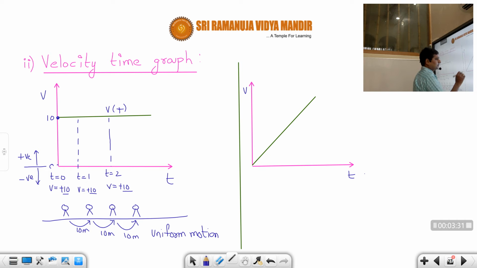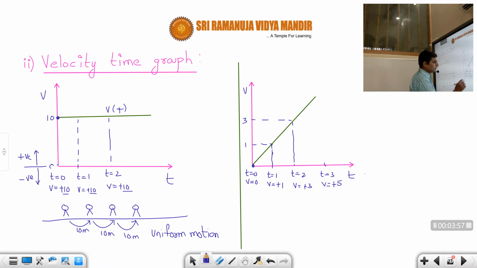Suppose here we just take the values. At time t equal to 0, V is 0. Correct or not? At time t equal to 1, suppose it has 1 meter per second, let us say V equal to plus 1. Now at time t equal to 2, definitely it has more than 1, maybe 3 meters per second. So V equal to plus 3. At time t equal to 3, maybe V equal to plus 5, like this.